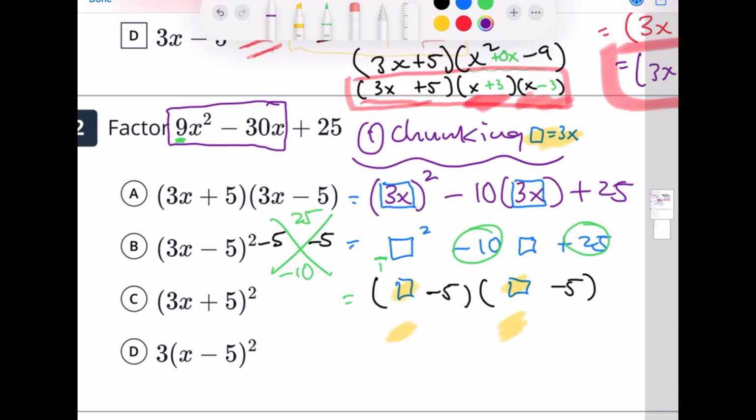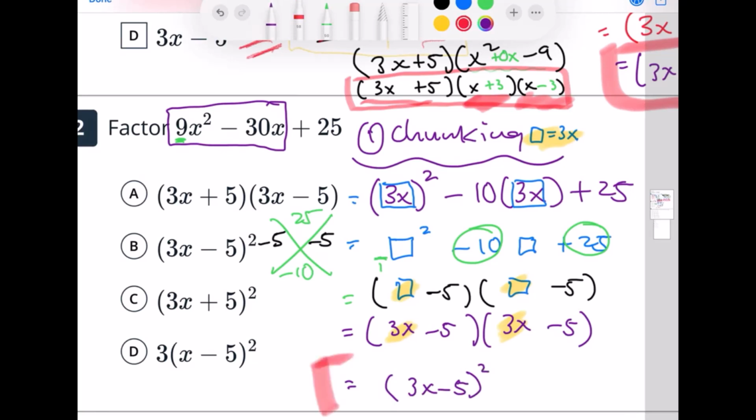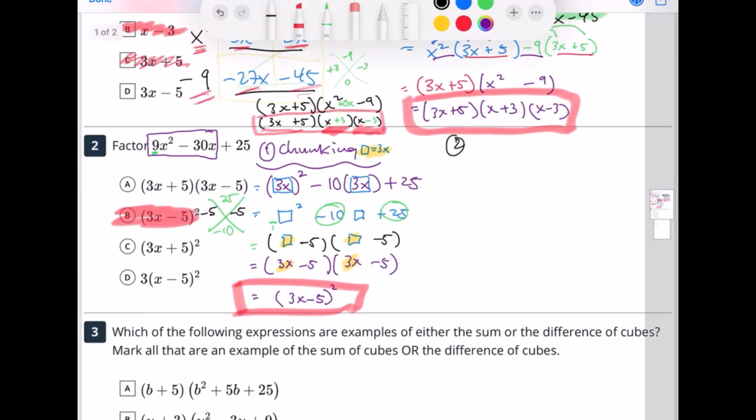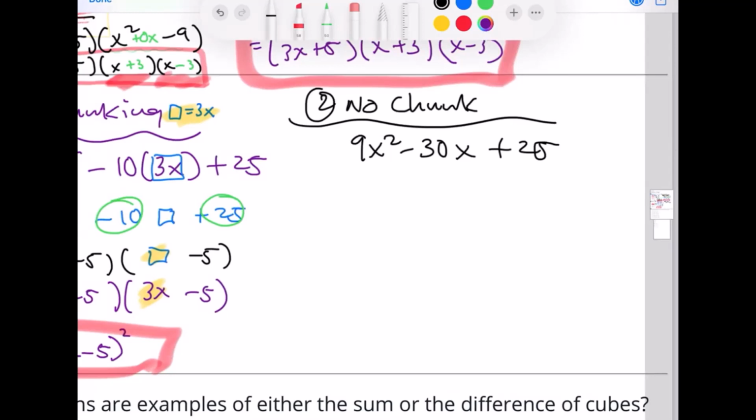So let's go ahead and write that. 3x minus 5. 3x minus 5. And you'll notice that these are the same, so you can say that you have a quantity or 2, or the exponent is 2. So this would be choice B is your answer. All right, let's show you that same problem with no chunking. So 9x squared minus 30x plus 25. This is not going to be fun. Okay.